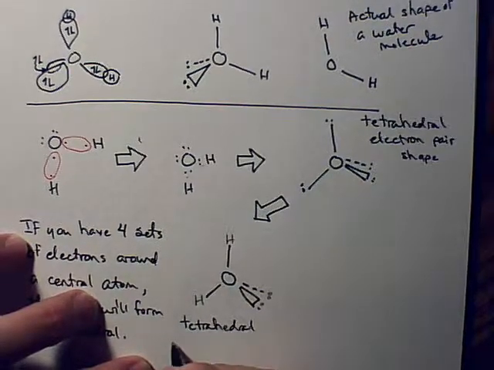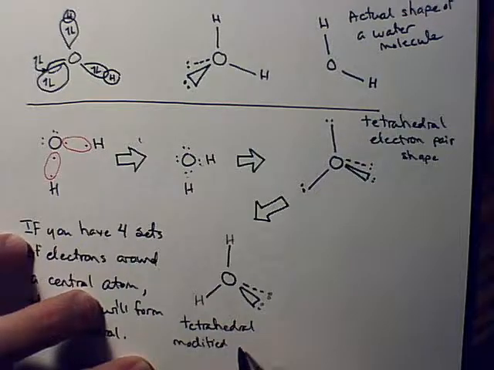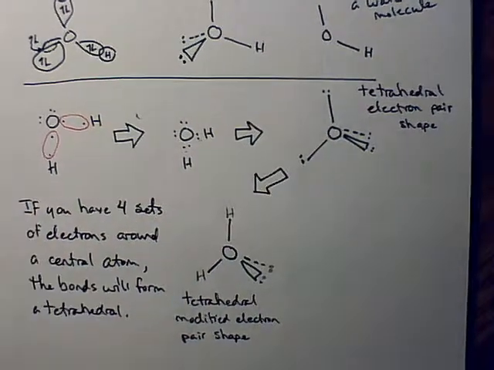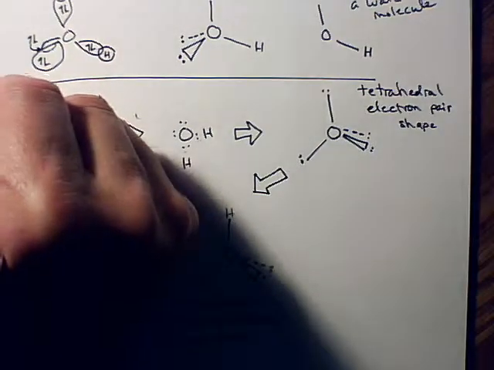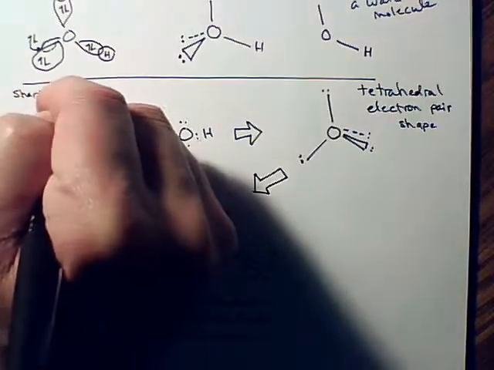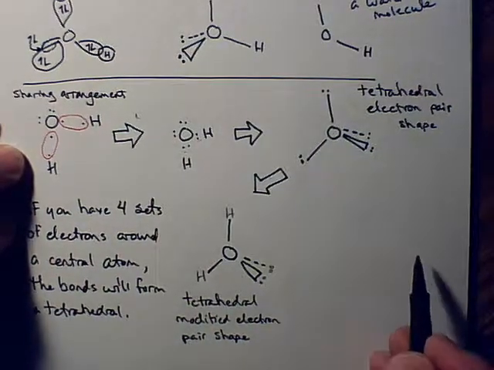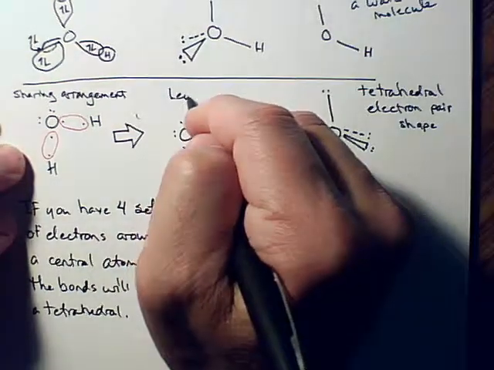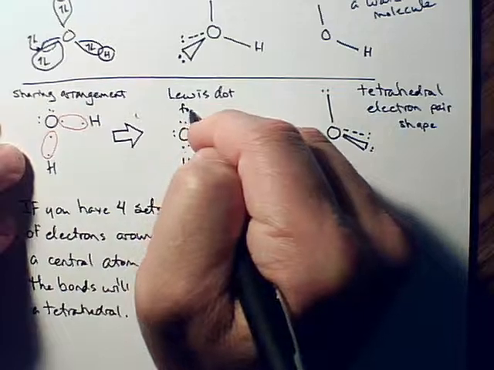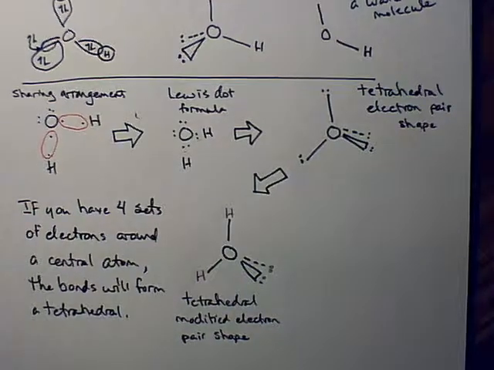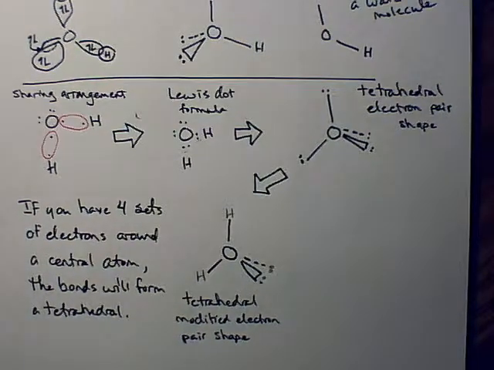Okay? And now we have something called a tetrahedral modified electron pair shape. Okay? So let's see, this was the sharing arrangement. That's what we're going to do in the next step. Okay, then we get a Lewis dot formula. Well, as we go along, it'll make it so that you get a more sure result. You're more likely to get the correct answer if you follow the procedure.